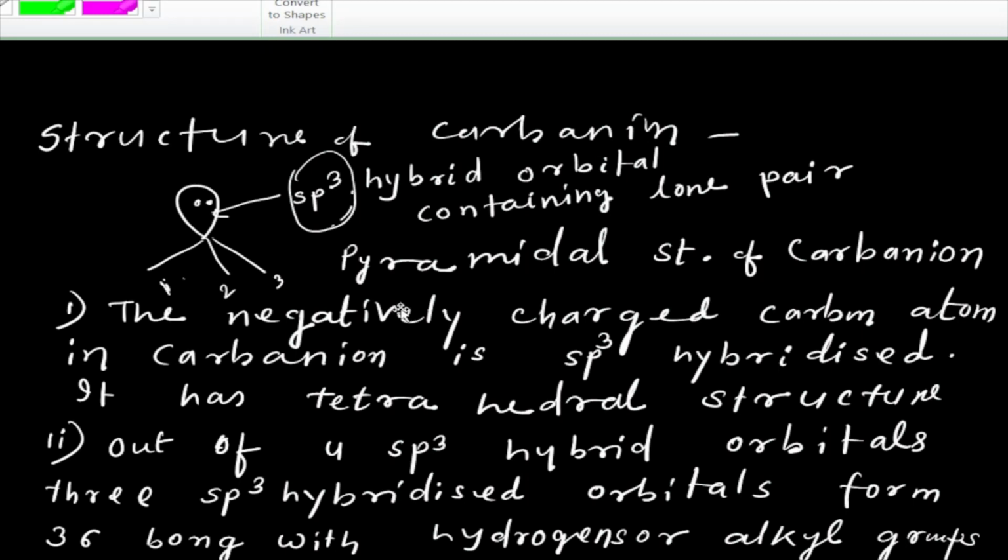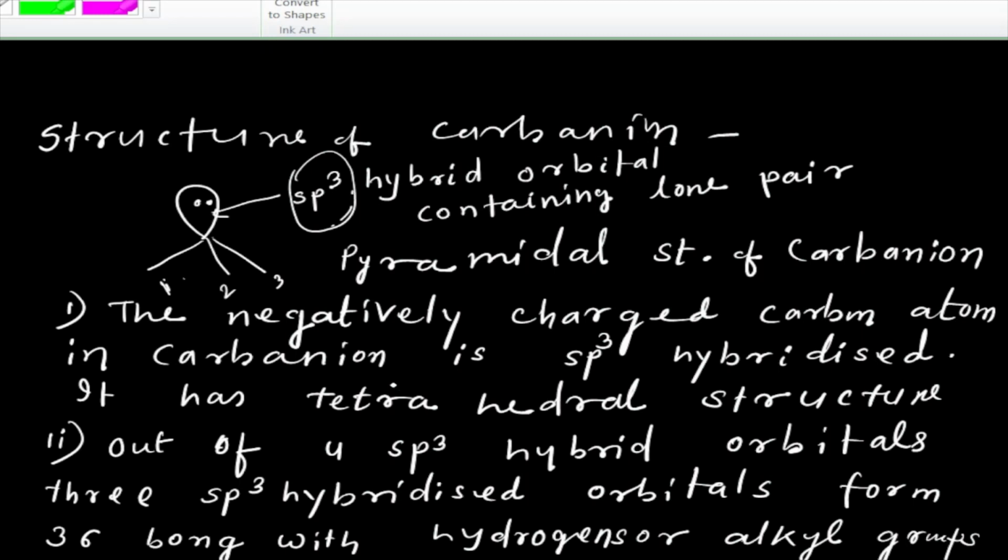When you observe the structure, it is sp3 hybridization. In the carbocation it is sp2 hybridization, and here in the carbanion it is sp3 hybridization. You know in sp3 hybridization, 4 orbitals are produced. Out of 4 orbitals, 3 overlap with the s orbitals of hydrogen, forming 3 sigma bonds. The fourth sp3 hybrid orbital contains a lone pair of electrons. Actually, in sp3 hybridization the structure is tetrahedral. But here, due to repulsion between the lone pair and the bond pairs, the structure is not exactly tetrahedral, but pyramidal.